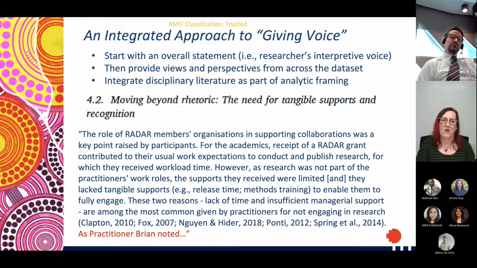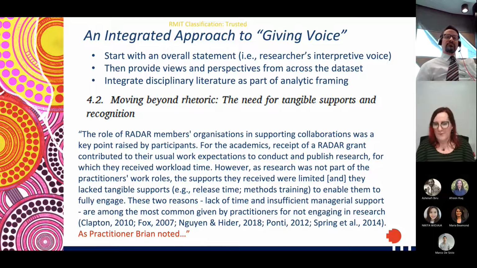Often when I'm writing this kind of work, I'm starting the section with an overall statement, bringing in my interpretation of the work and framing it for the reader so they know where this theme is going to go. Then I provide some perspectives from the data set, from the participants, and then I integrate the literature as part of my analytic framing. So here, my voice is up at the front, basically saying, look, in supporting collaborations, a key point was that they needed support. The role of their organizations in supporting this collaborative work was important.